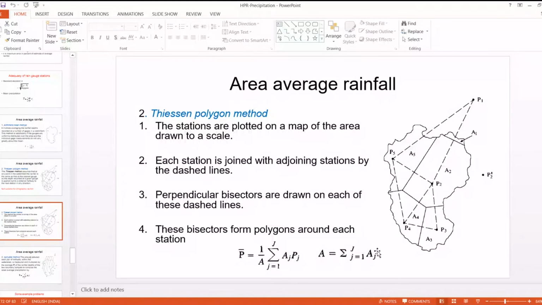Okay, so the weightage of each polygon is equal to the area of the polygon divided by the total area. So if you see here, P bar is equal to 1 by A of the summation from 1 to j of Aj Pj. So this Aj by A gives a weightage factor. Okay, so the weightage factor into the rainfall at that rain gauge. So the summation of all these weightage factors is equal to 1.